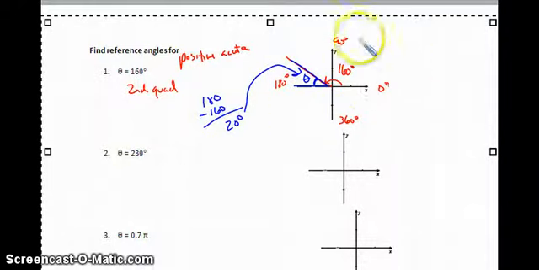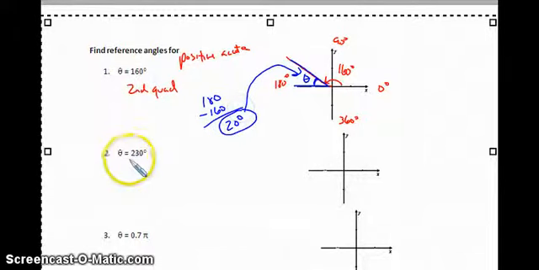When you're making your notes, it's going to be very helpful to draw these in different colors. If you're trying to draw them all in pencil, then your reference angles will not pop out and they'll be very confusing. So I would either get a highlighter or something of a different color to draw this in here. So my answer is actually 20 degrees.